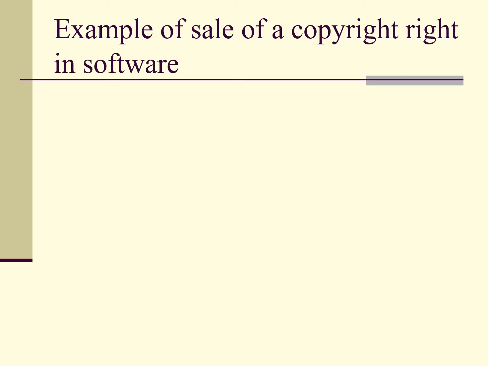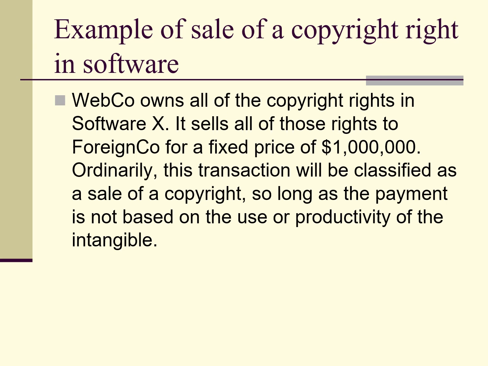Here's an example of a sale of a copyright right. Webco owns all of the software copyright rights in SoftwareX. It sells all of those rights to Four & Co. for a fixed price of $1 million. Ordinarily, this transaction will be classified as a sale of a copyright, so long as the payment is not based on the use or productivity of the software copyright.